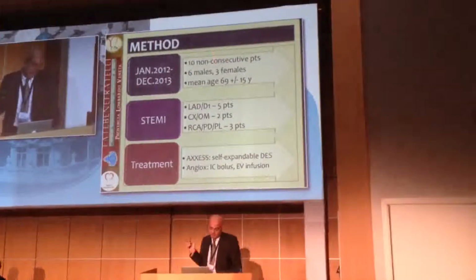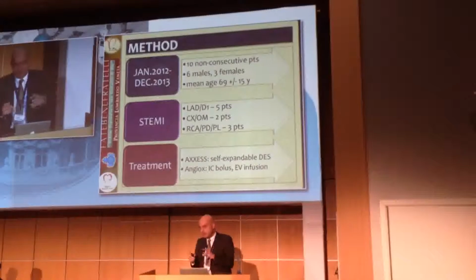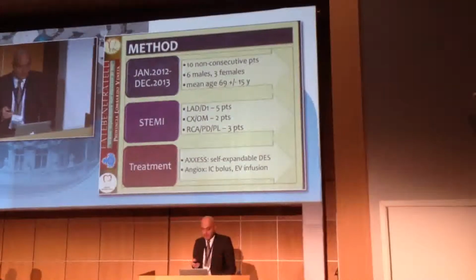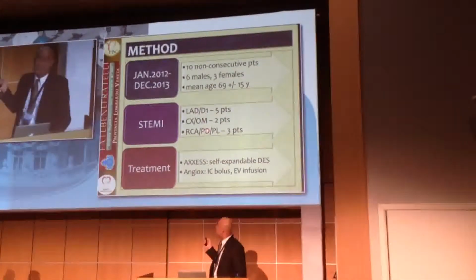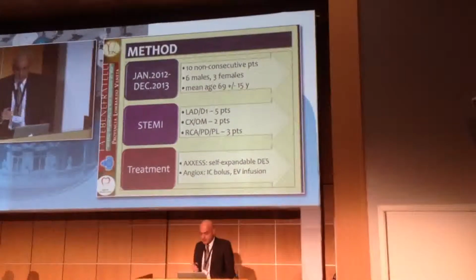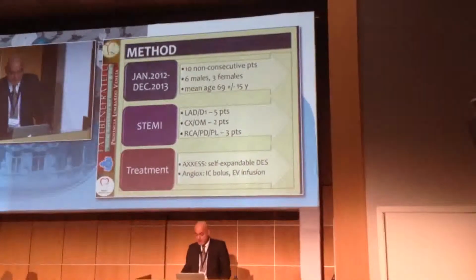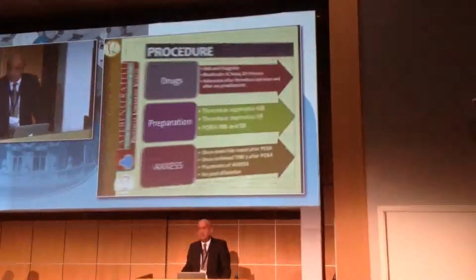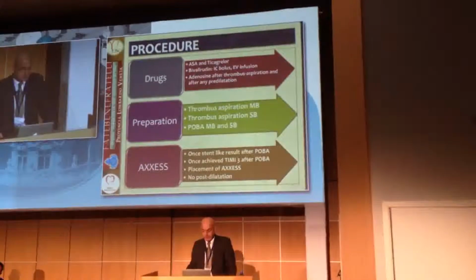My experience in these years is 10 patients, but a little bit more, because these are the numbers up to 2013, so we had some more patients in the STEMI patients. The distribution of the vessels: LAD in 5 patients, circumflex in 2, and right coronary artery in 3 patients. In all these patients, we used a self-expandable AXXESS and angiographic guidance, as I said, with intracoronary and intravenous infusion, with ticagrelor and aspirin as a double antiaggregation.